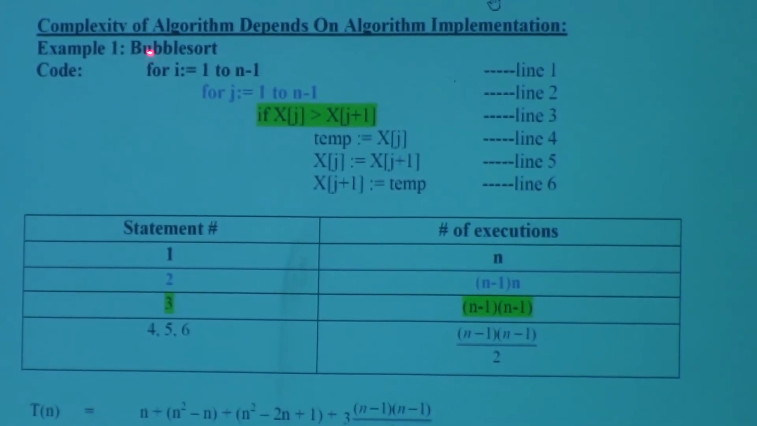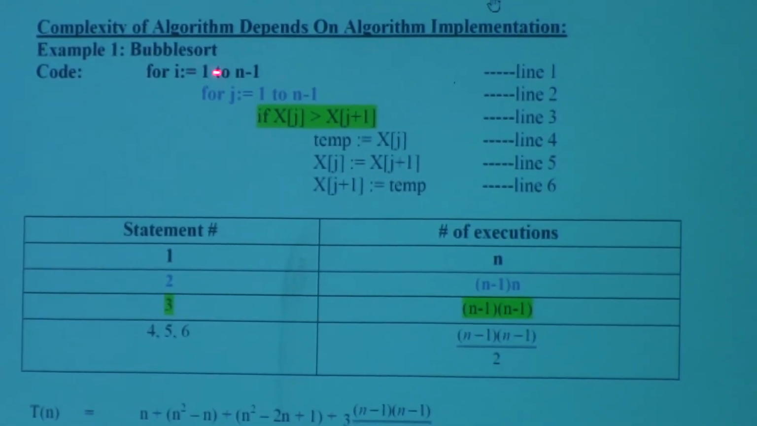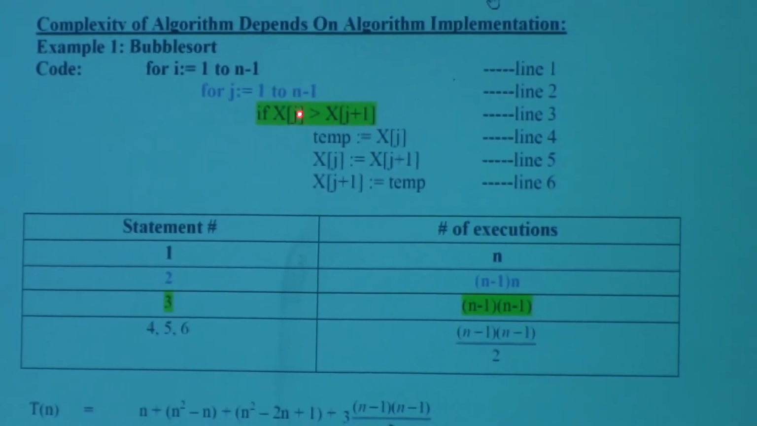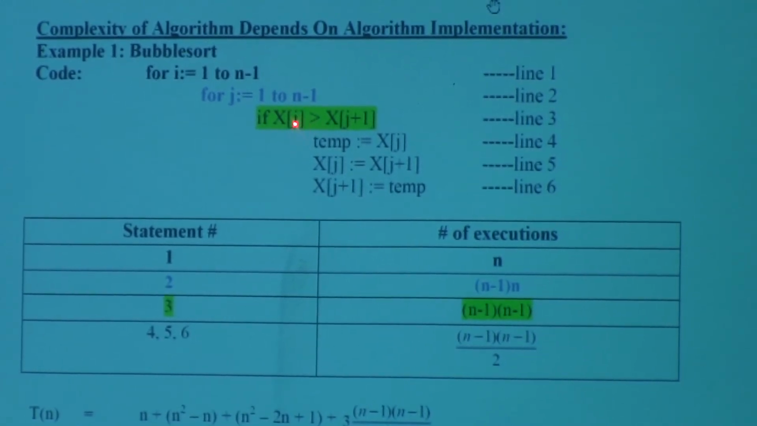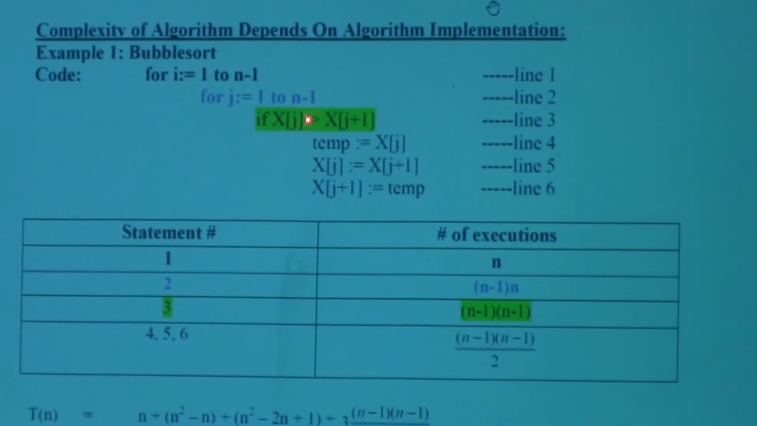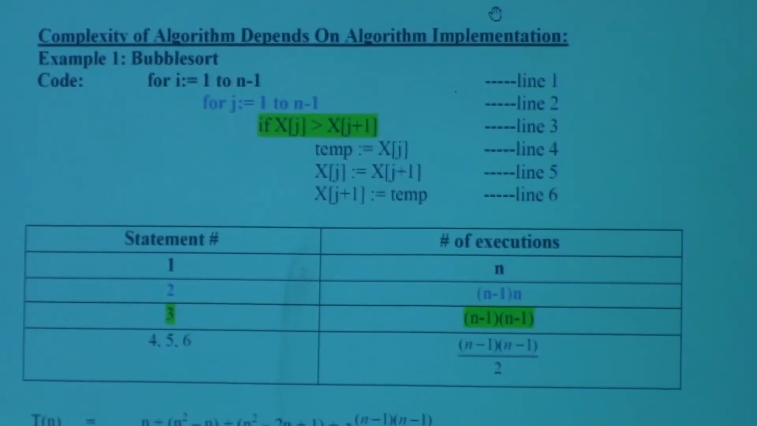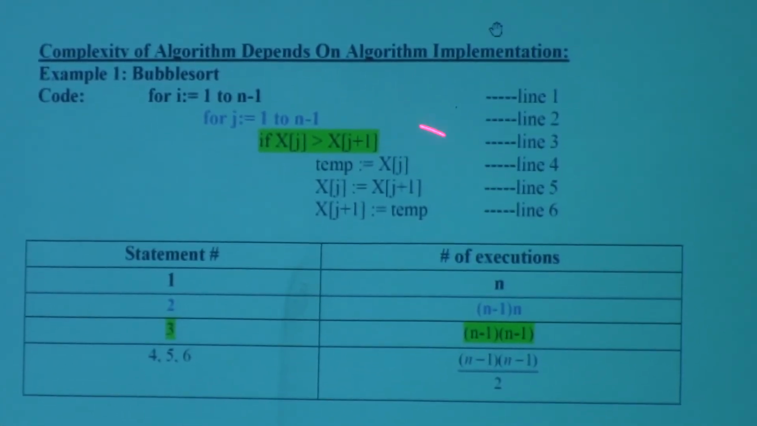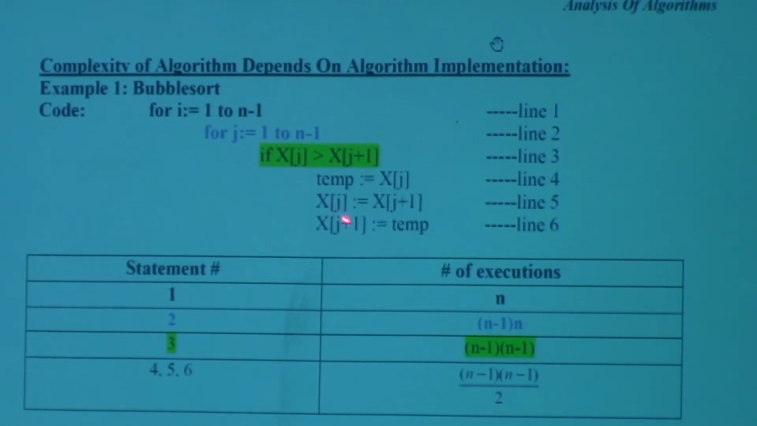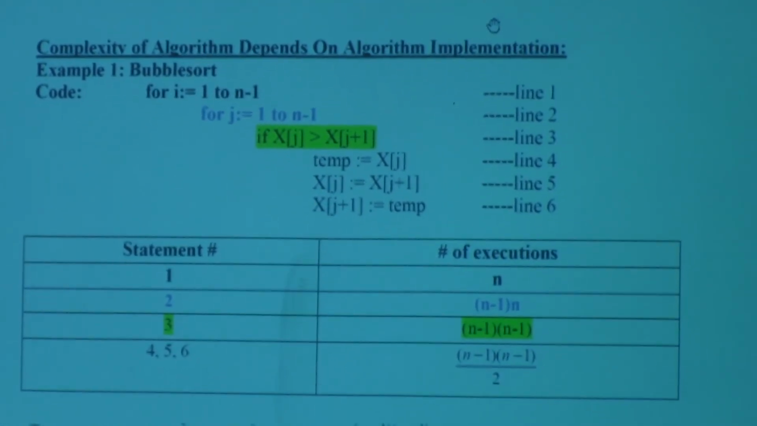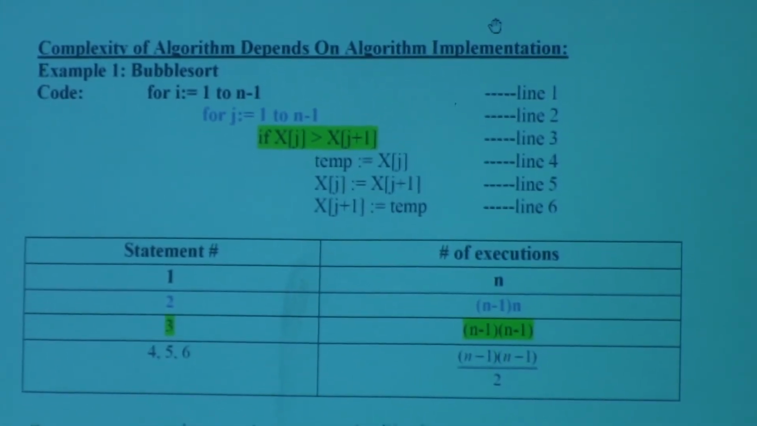This is the code. Int i from 1 to n minus 1, j from 1 to n minus 1, if x[j] is greater than x[j+1], if the element that's higher is greater than the element that's lower, then we will do an exchange, a swap. Temporary gets x[j], x[j] gets x[j+1], x[j+1] gets temporary. It takes 3 things to swap.